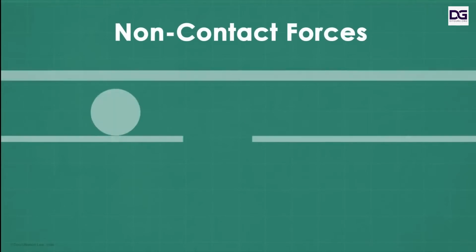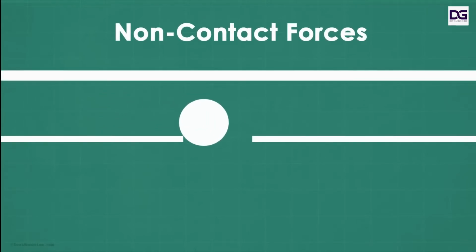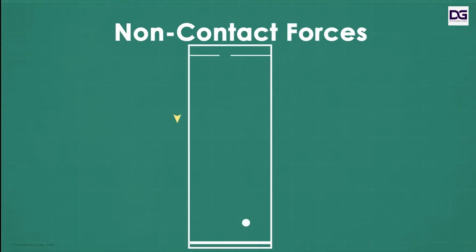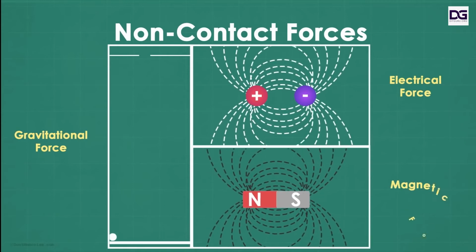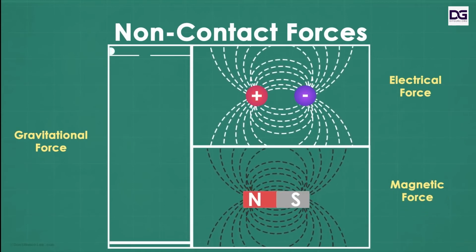Can you think of any non-contact force? What happens when the ball is in the air? It will fall down, right? What pulls the ball down? Yes, it's the gravitational pull which is trying to pull the ball towards the center of the earth. This pull happens even if the object is not in physical contact with the earth. The gravitational force is an example of a non-contact force. Other examples of non-contact forces are electrical and magnetic forces.